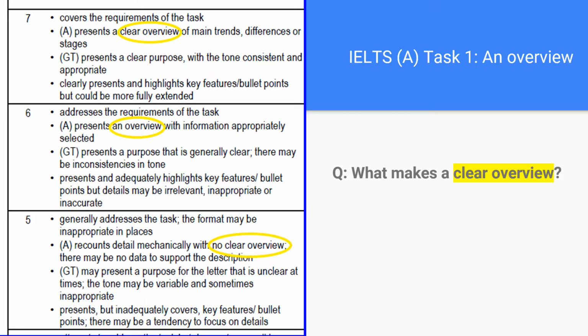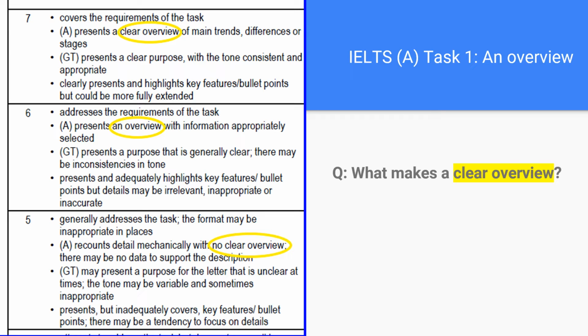This is a close-up of the criteria for Band 5, Band 6, and Band 7, the task achievement category we saw on the previous slide. Remember, you must meet all of the positive criteria in a particular band in order to be awarded that band score. I've circled a key word in each level, the word overview.